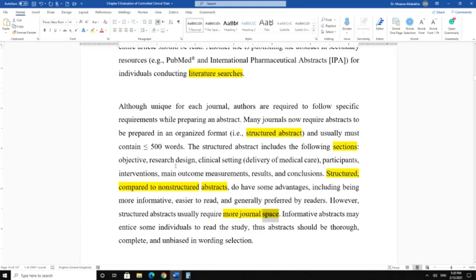And normally, see here, it contains less than 500 words. Actually, in most cases, it should be less than 300 words. This is the abstract. Okay.